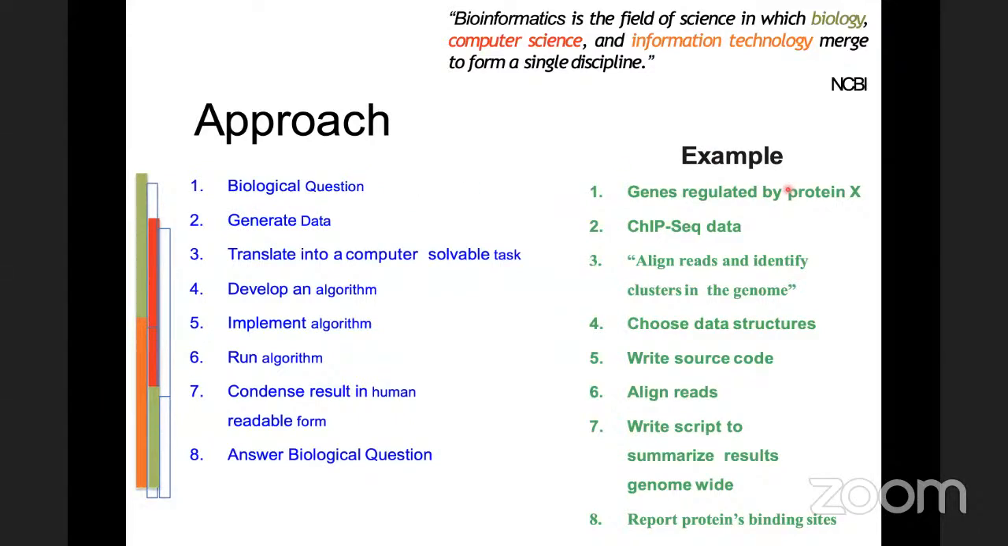For example, let's say a certain process is regulated by a protein X. A biologist will generate some ChIP-seq data, and the data is with him. Now the role of bioinformatics starts here. The bioinformatician will take the data and align these reads to the genome, and if the algorithm is not structured, write an automated source code which can align this huge number of reads. It will summarize the data in terms of tables, figures and other images, and then report to the person who has generated this data.